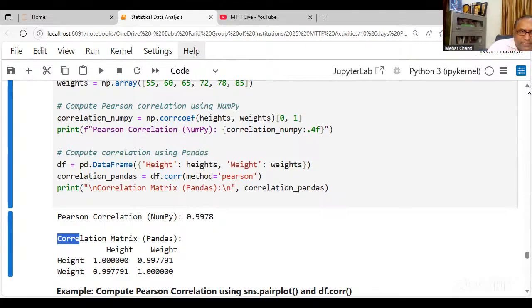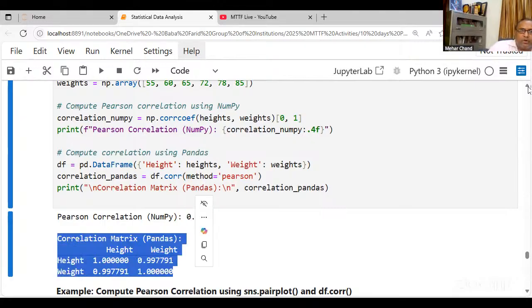And here you can see this matrix, the correlation matrix returned by pandas. Inside it we have the two variables, height and weight. Both variables appear in the columns: in the first column we have height, in the second column we have weight, and similarly these two variables appear in the rows.